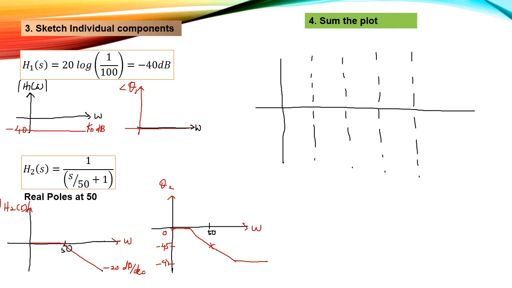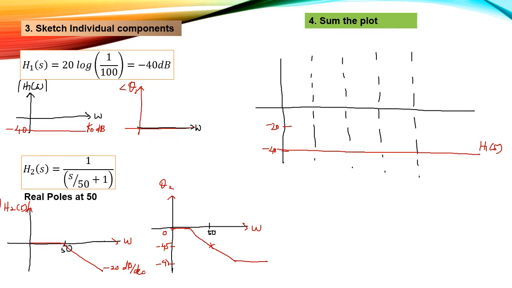Start with the constant, you have negative 40 dB. Here is negative 20, here is negative 40. So you have a negative 40 dB line. So this is your H1S, the constant, and then you have the real pole H2S.